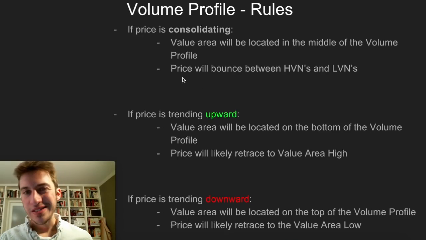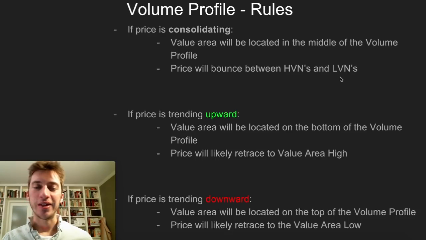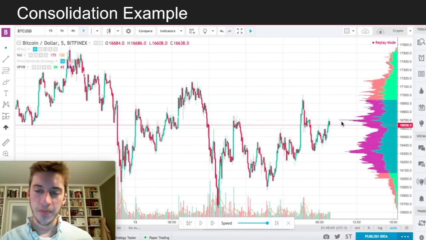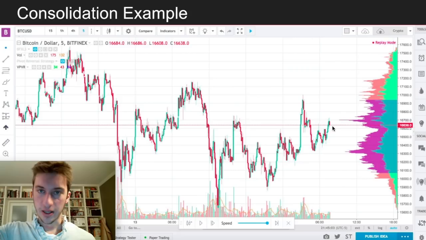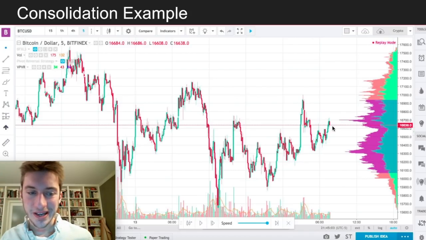And we know that price is likely to bounce from HVNs to LVNs and then back again. If that doesn't make sense, typically what that means is, when price touches an HVN, what you're probably going to see is a rejection at that level with consolidation, and price is going to move down to a point where not a lot of volume was transacted.